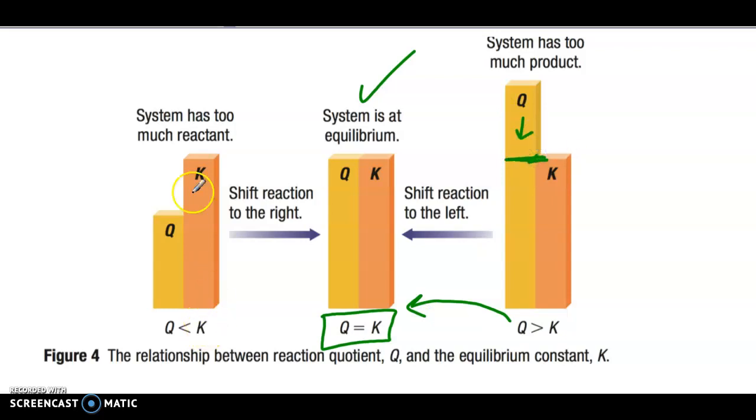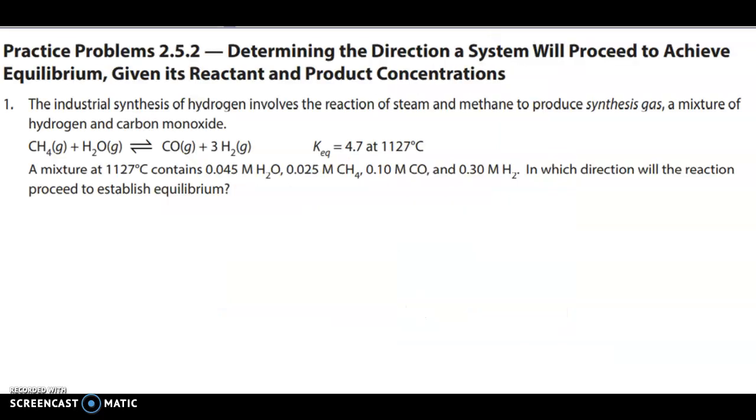And of course, if your K is larger than your Q, that means there's not enough product there. There's too much reactant under those conditions. So we'd have to shift to the right to increase our Q by increasing more product. So maybe this is not making a whole lot of sense until we start looking at some calculations.